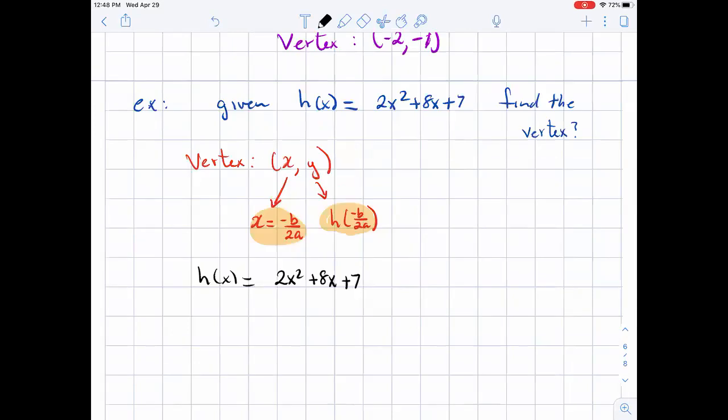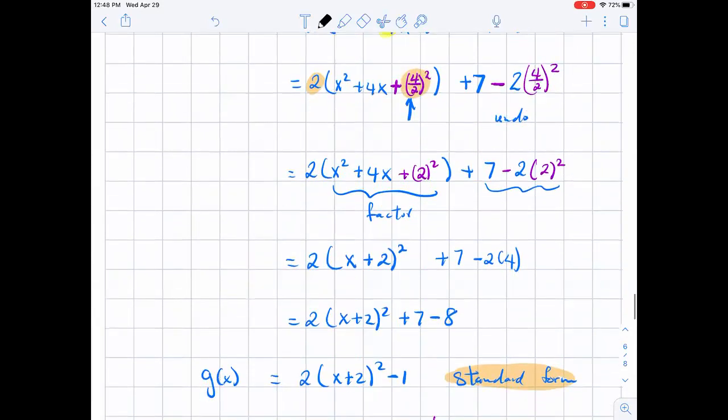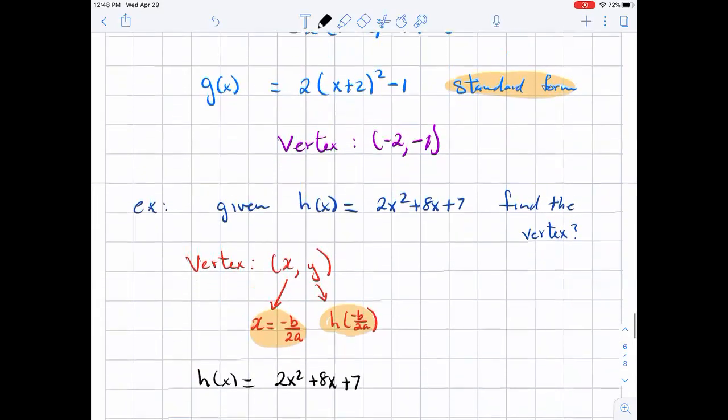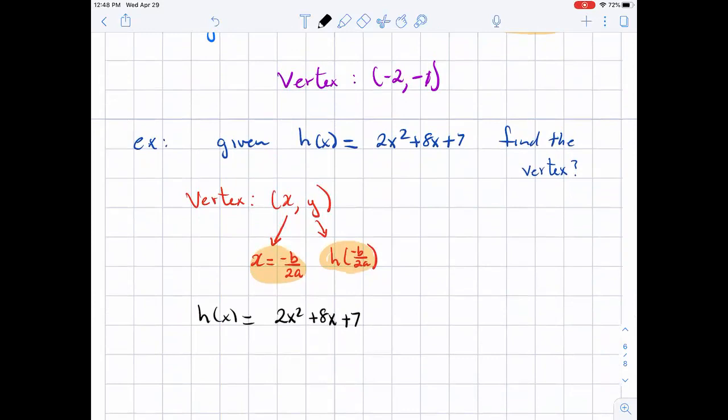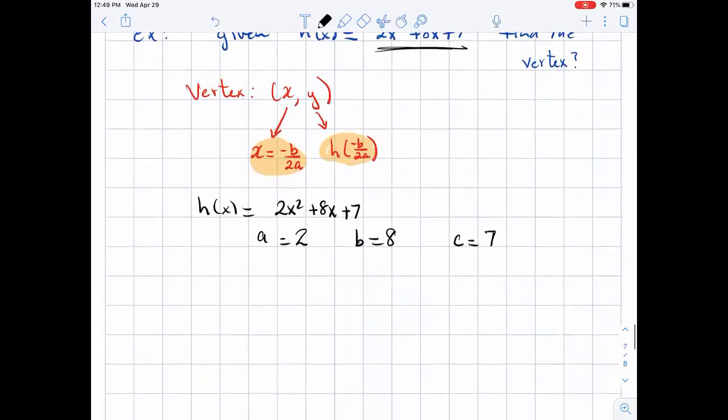So if we're given h of x equals 2x squared plus 8x plus 7, and you're asked to find the vertex, then you don't have to go and write it in standard form. If you want to, it's fine. We can just find the vertex by using these two little formulas, as I call them. So in my h of x here, what is a, what is b, and what is c equal to? So a would be 2, a is 2, very good. b is 8, excellent. And then c is 7, wonderful, right? Beautiful. So x is going to be minus b over 2 times a.